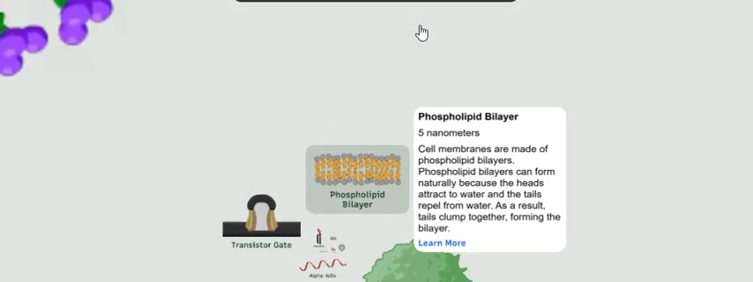Phospholipid bilayer, 5 nanometers. Cell membranes are made of phospholipid bilayers. They can form naturally because the heads attract to the water and the tails repel from the water. As a result, tails come together, forming the bilayer.